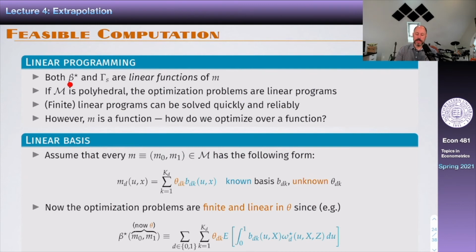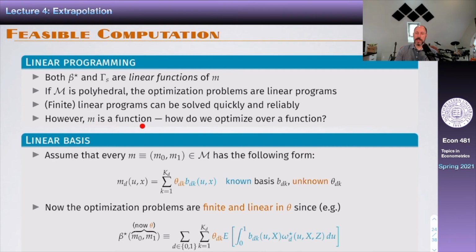So both beta star and the gammas are linear functions of M. We saw that. We have the expressions. If this script M is a polyhedral, the optimization problems, as I said, are linear problems, okay? They're finite linear problems, can be solved quickly and reliably. There is a lot of research and software for doing that, okay? The problem, as I said earlier, is that M is a function, okay? And so what are we going to do?